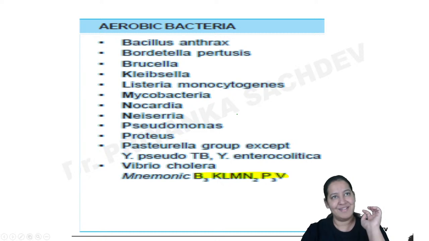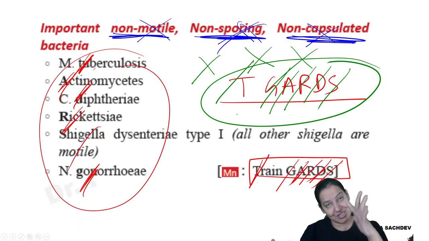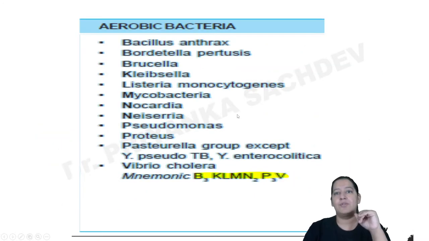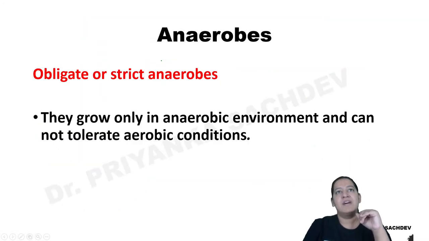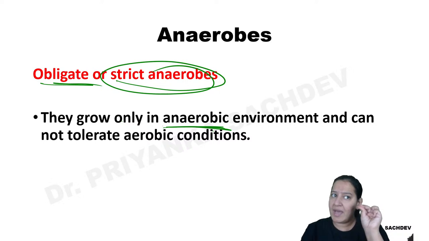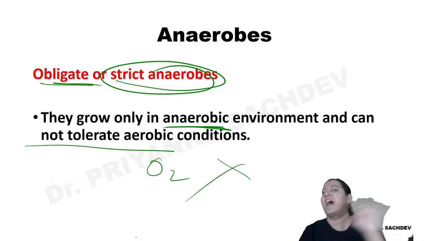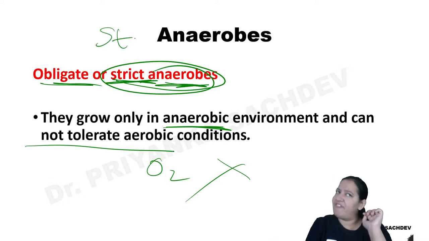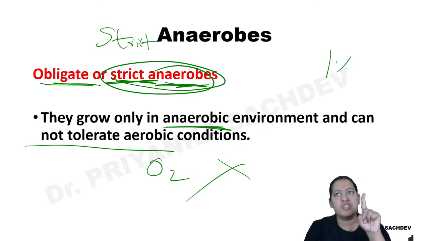So done. Okay. So the next mnemonic is aerobic and anaerobic. Aerobic कौन से है, anaerobic कौन से है? So let me first tell you obligate anaerobes, strict anaerobes. They grow only in anaerobic environment. They require absence of oxygen. They cannot tolerate oxygen. In presence of oxygen, they will die. These are known as strict anaerobes. They are very strict. They cannot even tolerate 1% oxygen, maybe they will die.